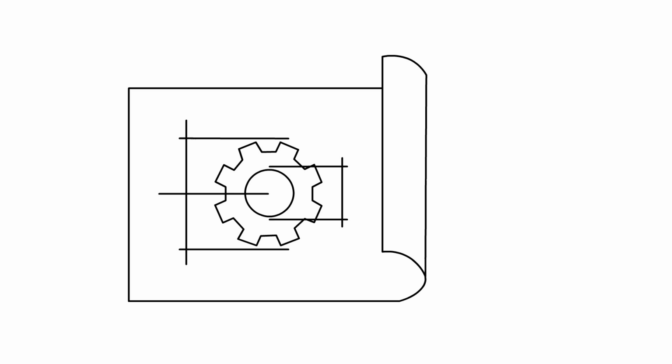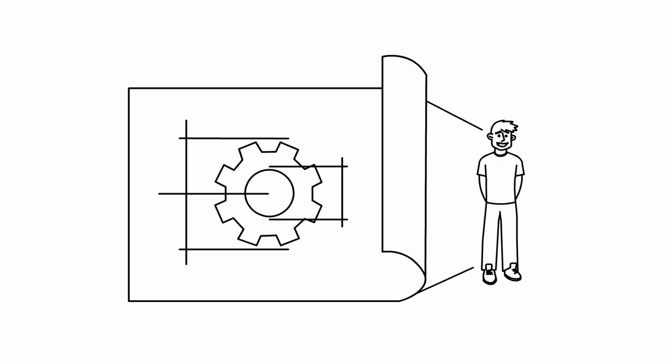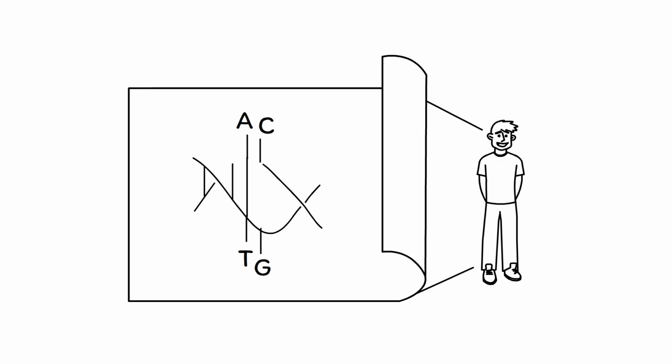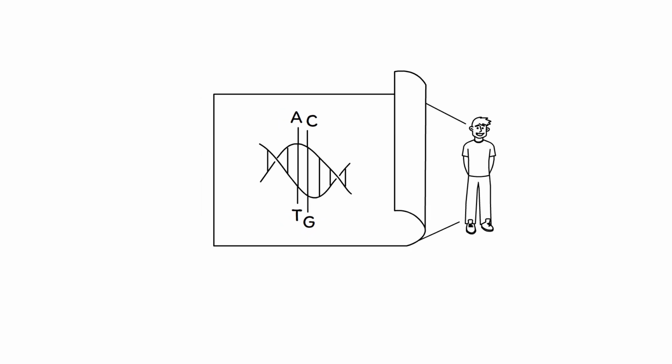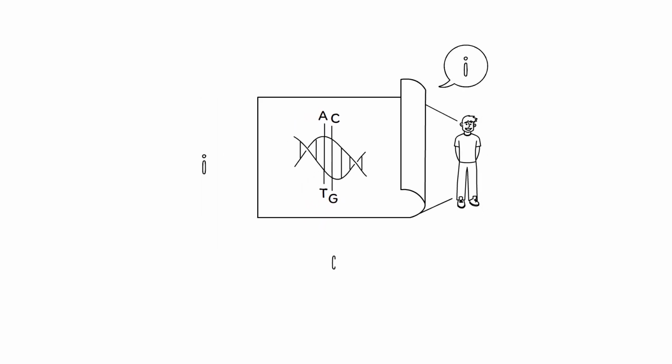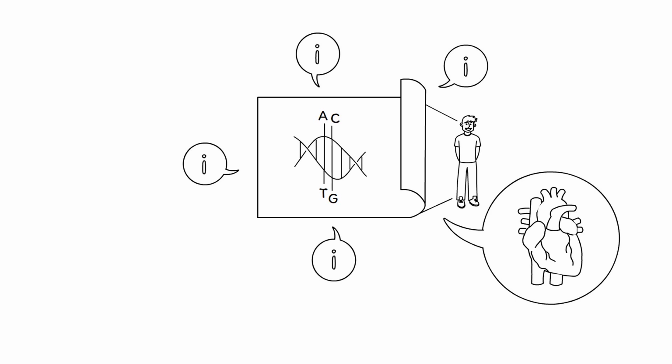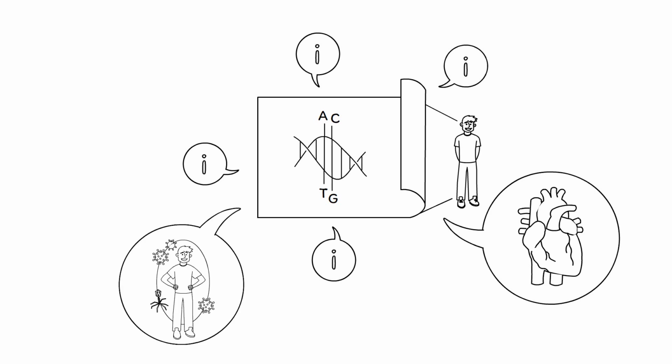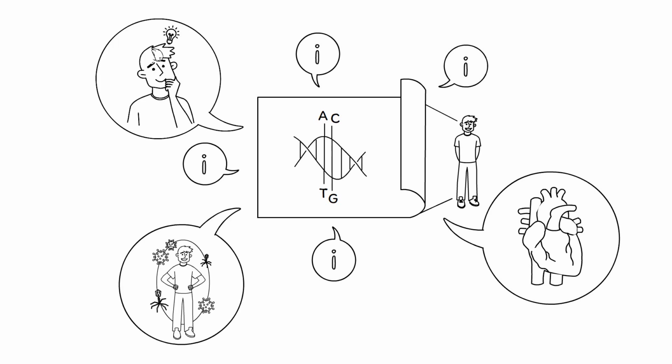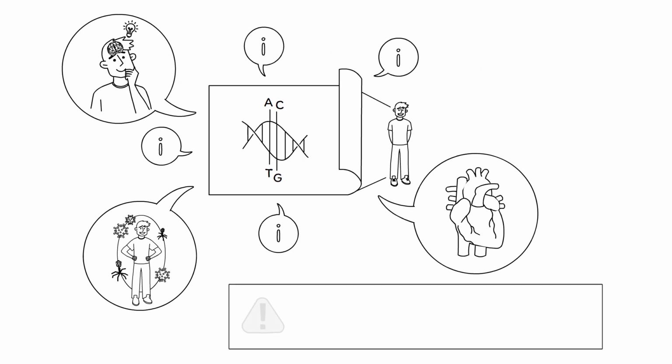The entire blueprint of our body is encoded in the 4-letter alphabet of our DNA. A lot of valuable information is stored there, such as the fact that you have a beating heart, an incredible immune system, and are able to understand this video with that brain of yours. All of that is stored in stretches of DNA, and there is a lot of it.